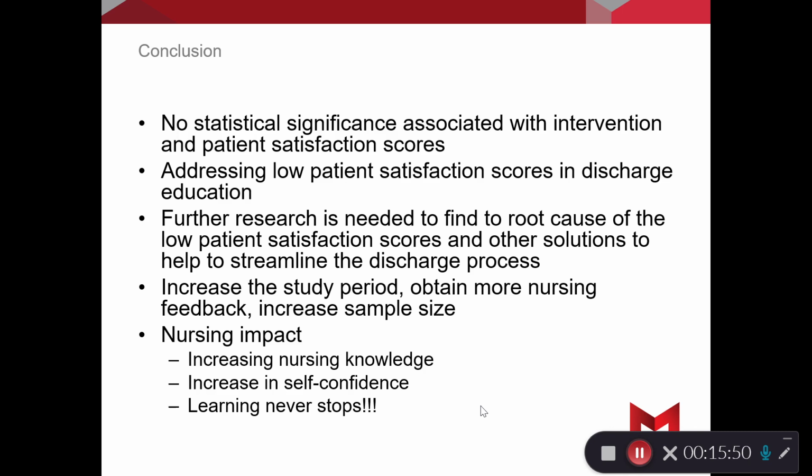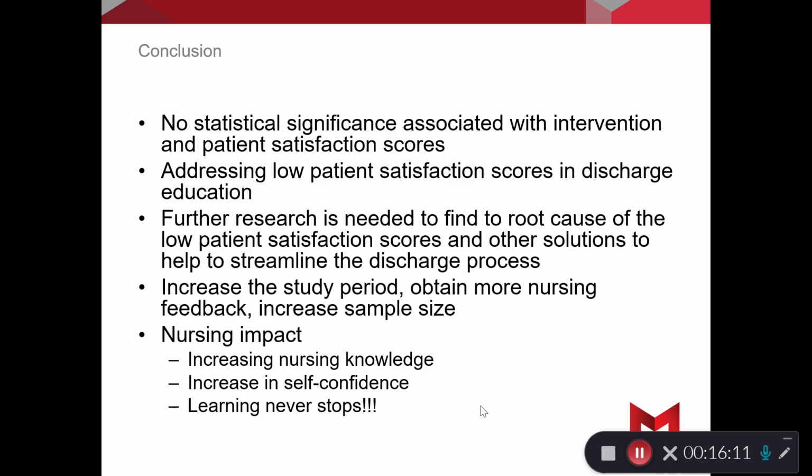So recommendations for future study is recommended to increase the study period. Upon reading the articles, it was found that they utilize a study period of 6 months. So it was recommended to increase the study period to 6 months when the study is done in the future.